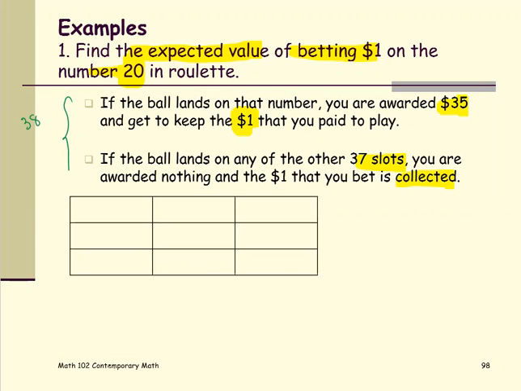The table of the outcomes. So I'm going to make a list here. The first column would be the possible outcomes. The second column is going to be the gain or loss from the game. And the last column is the probability.